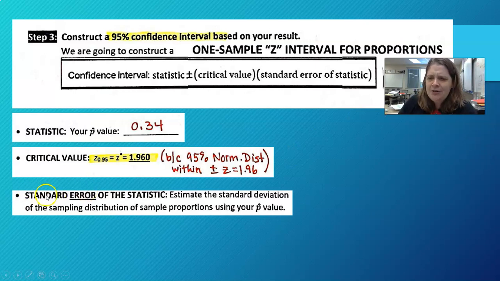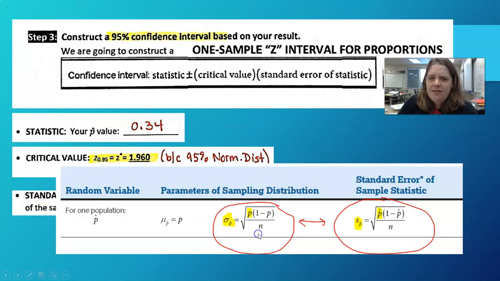And then finally, the standard error of the statistic. Now, we have this issue that on the formula sheet, we have this formula for standard deviation, but the standard deviation of the sampling distribution uses p. We don't know p. That's what we're trying to find. All we have is a p-hat from a sample. That's 34%. So standard error, and you can see it even says that on the formula sheet, standard error of the sample statistic is the exact same formula as the standard deviation formula. The only difference is that it uses p-hat instead of p. So just like in the n times p formulas, we're using the p-hat value in place of p because we don't know what that one is.